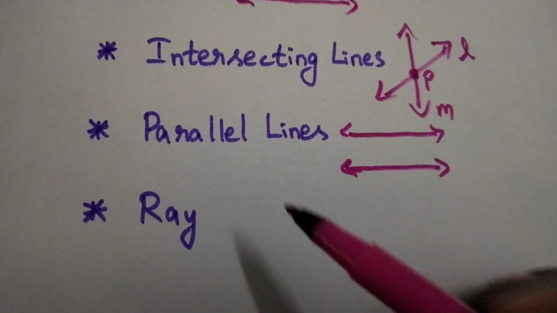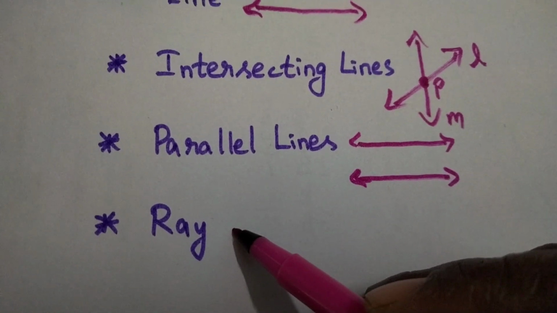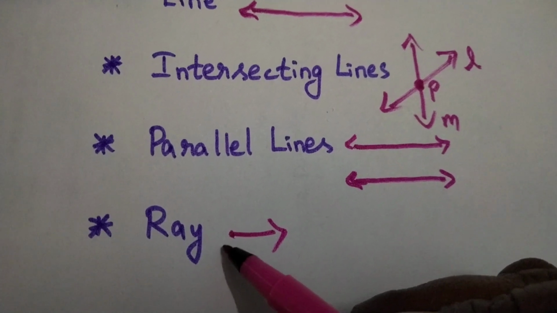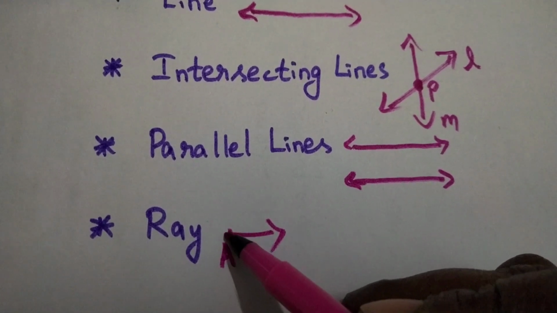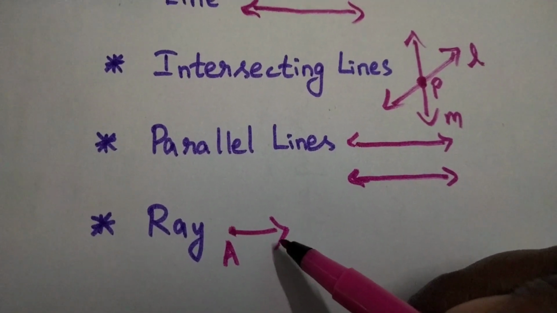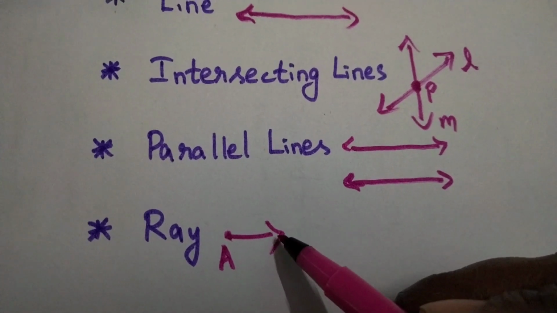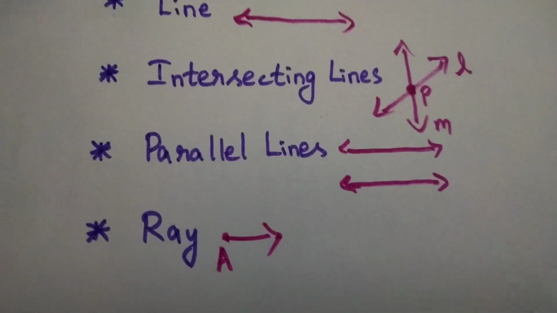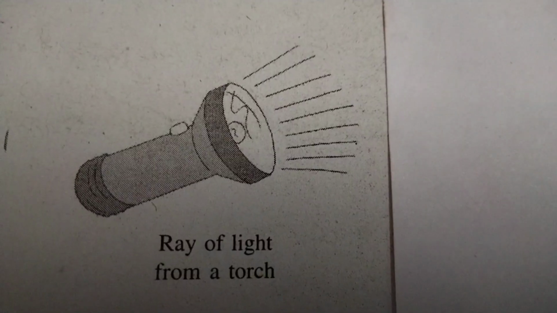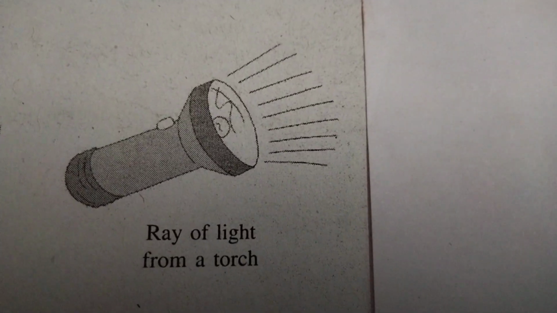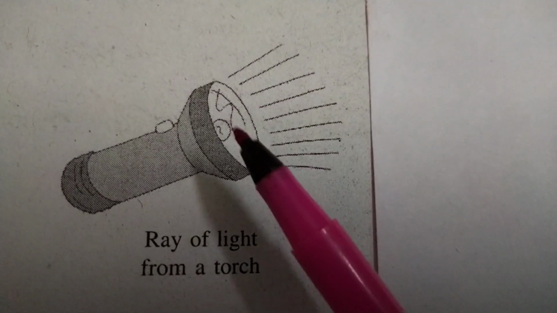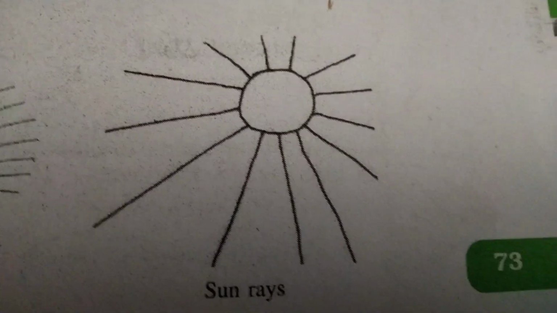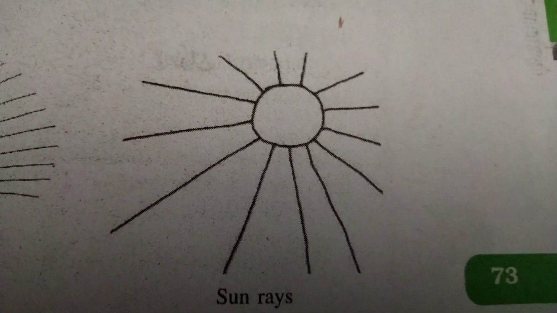Next one is ray. Ray means it has a starting point and there's no end point. So point A is the starting point and it doesn't end. So it does not have any end point. So this we call as ray. We can say the ray of the torchlight. So we know the starting point but we don't know the end point, isn't it? Same way we can say the sun rays also.